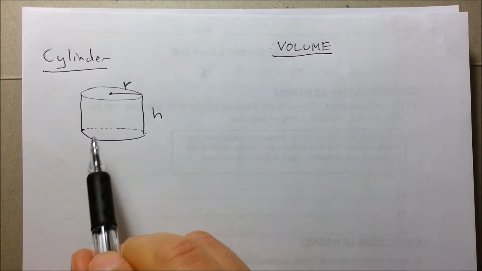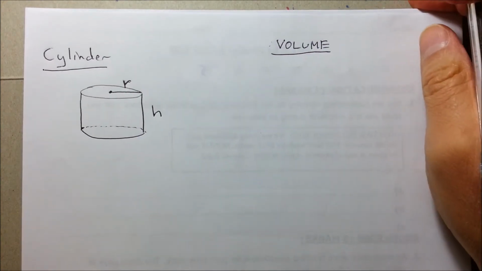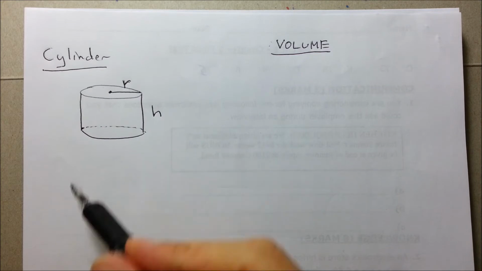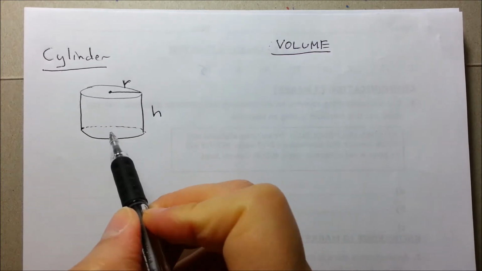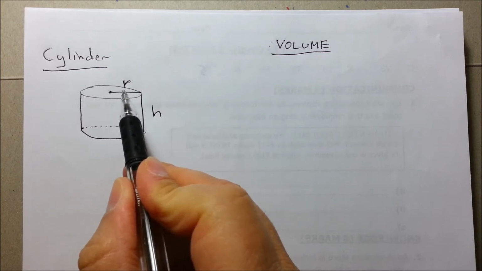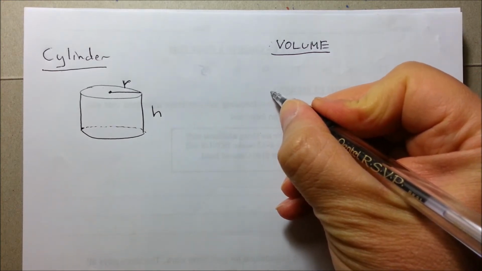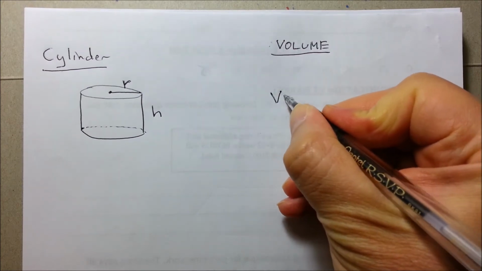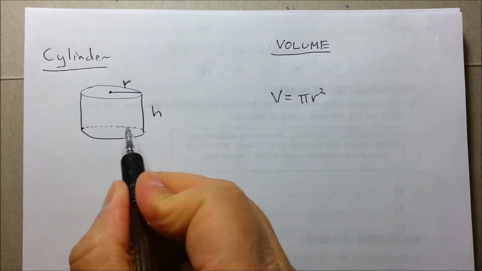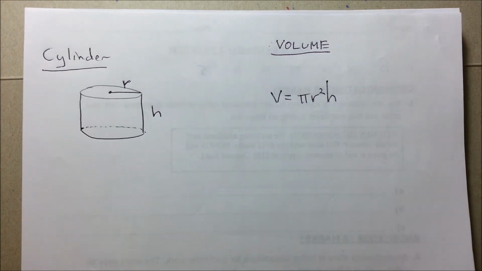So let's begin with a cylinder. On a sheet of paper, make sure you make some space, and as always, you're welcome to pause the video in order to take notes. Let's begin. You have a cylinder. It has a shape like a can, and this R represents the radius of the cylinder and H the height. So what is the formula for the volume of a cylinder? It's simply V equals pi R squared, which is the area of the base, times the height. That's the formula for the volume of a cylinder.